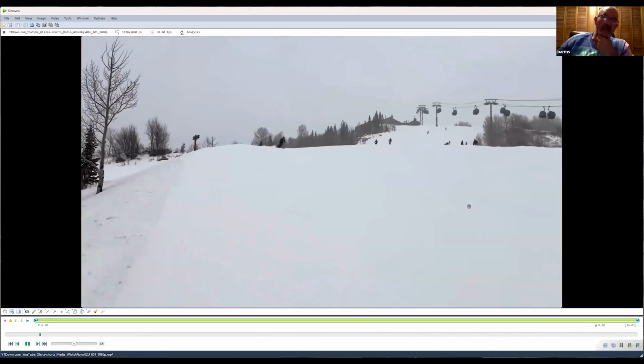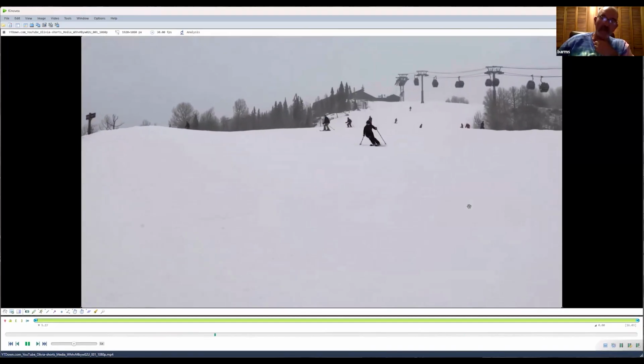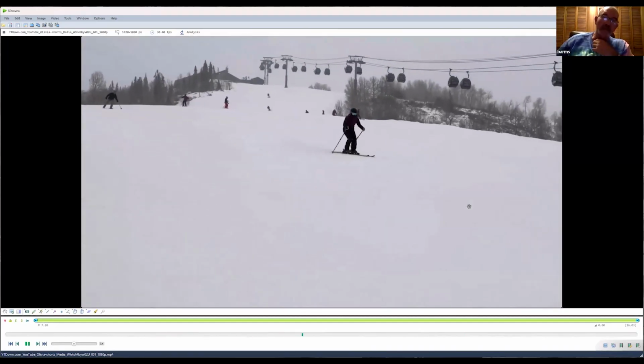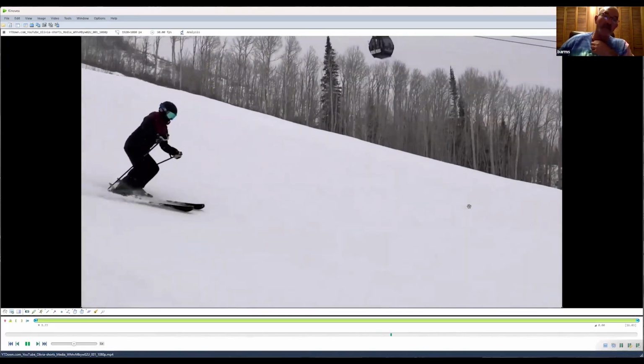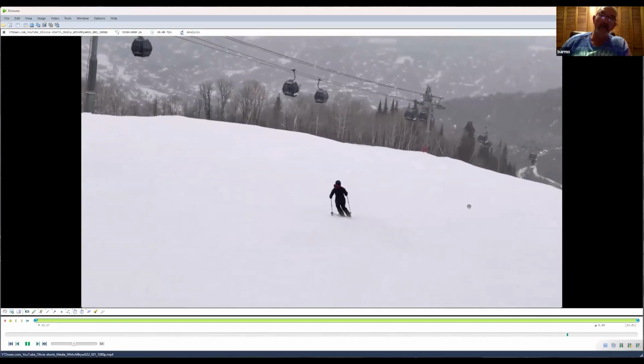Hey, Chuck. Right there at the end, before she's getting ready to make that next pole plant, she's dumping her speed down so she can slow up a little bit to make that plant and then make that rotational turn a little bit.